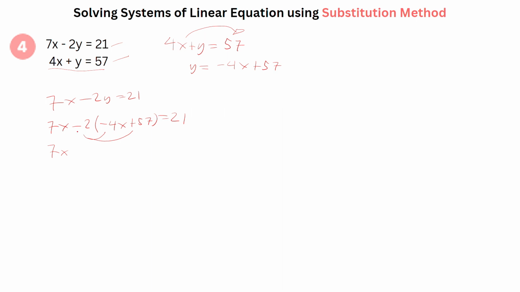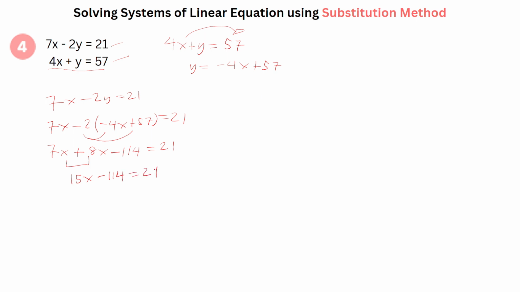What is negative 2 times negative 4x? Obviously, negative times negative is positive. And 2 times 4x is 8x. And then negative 2 times positive 57, that's going to be negative. And then 2 times 57 is 114. And then is equal to 21. What do we do next? Okay, the 7x and 8x here are already together on the left side, so I can just combine them. So 7x plus 8x, that's gonna be 15x, and then minus 114 is equal to 21.